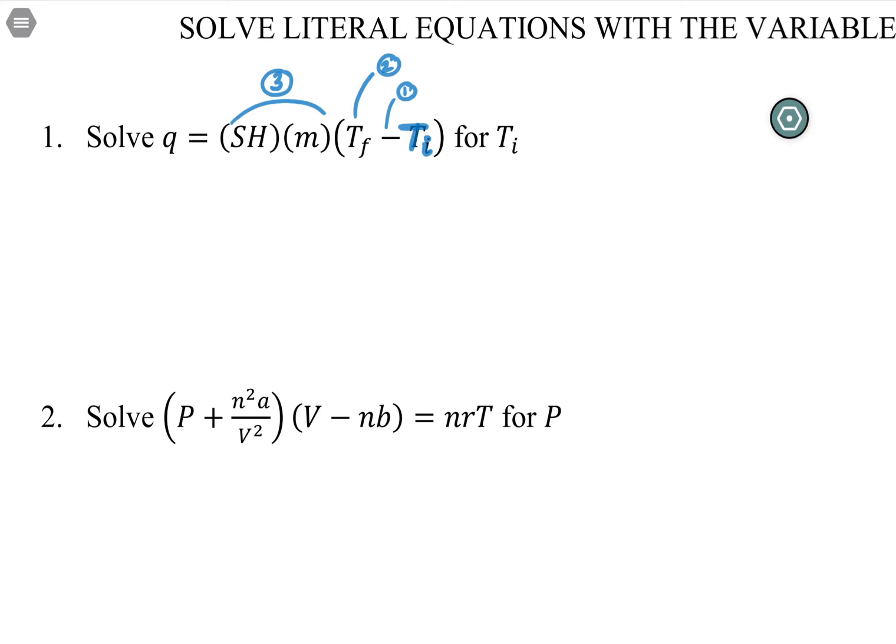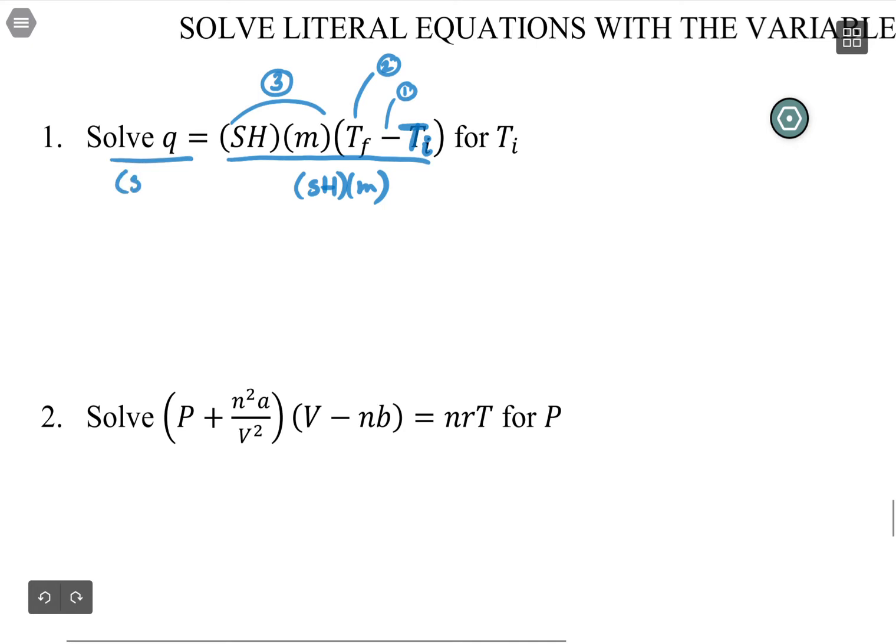Okay, so if the last thing happening is multiplying by a whole bunch of mass, I would say the first thing we need to do is divide by that mass, SHM. And I would be fine if you drop the parentheses. The reason I'm keeping them is probably if they were in there, there was a reason, so I'm just going to hang on to them for now. So I get Q over SH times M is equal to T sub F minus T sub I.